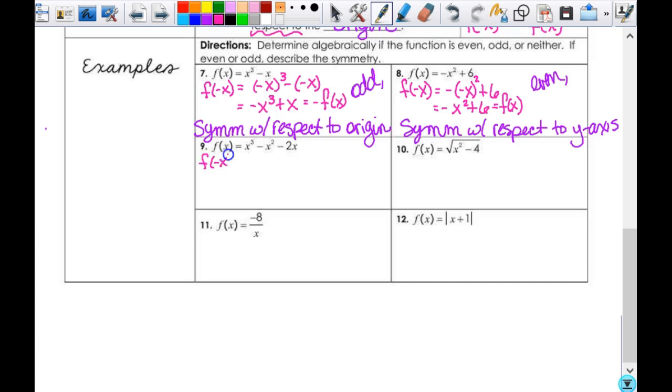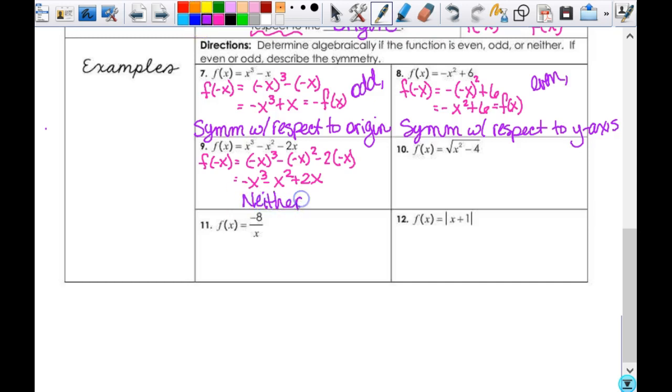So f of negative x is equal to negative x cubed minus negative x squared minus 2 times negative x. Okay? So negative x cubed is negative x cubed, right? This becomes negative, and then that's a positive x squared. And then negative 2 times negative x is positive 2x. Okay. So I can tell you just by looking at the first term, it does not equal f of x. Does it equal negative f of x? No, because if it did, then all the signs would change, right? So this is neither.